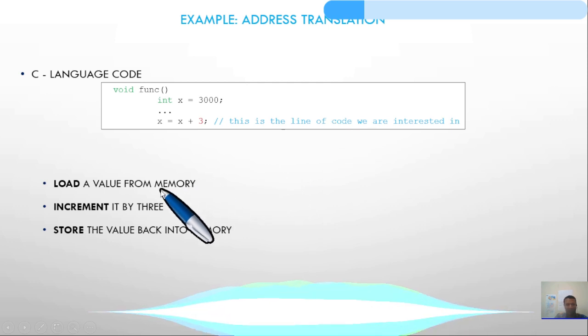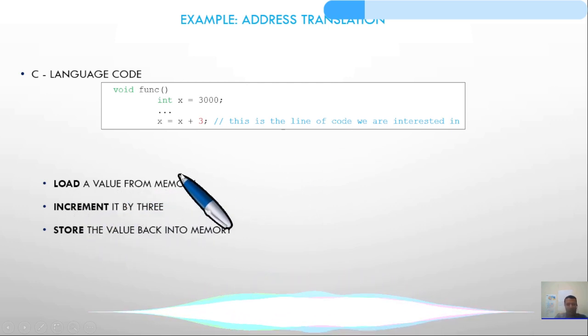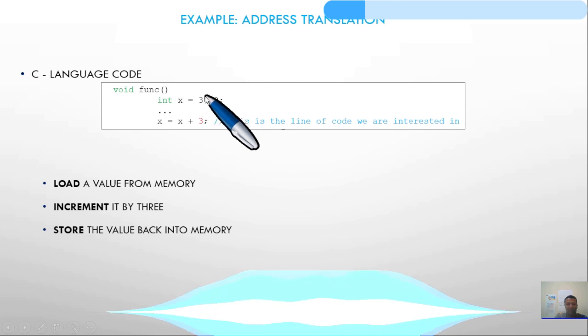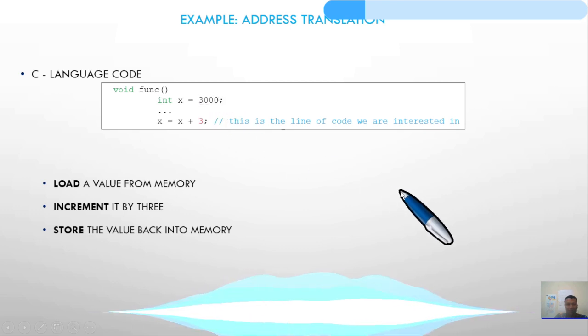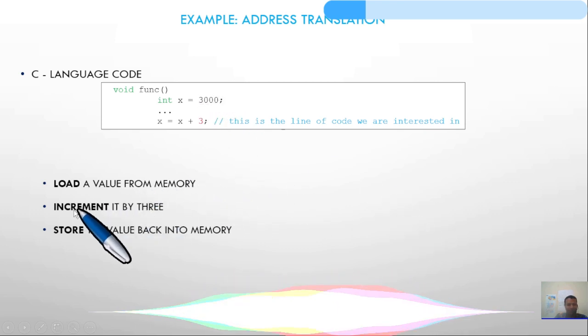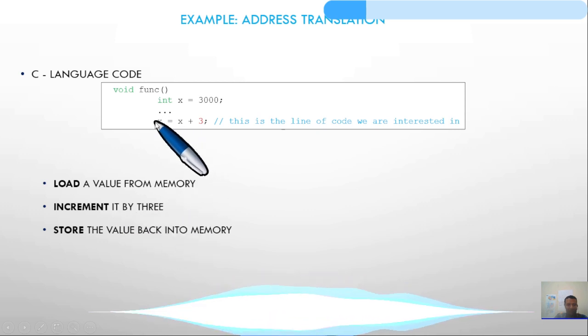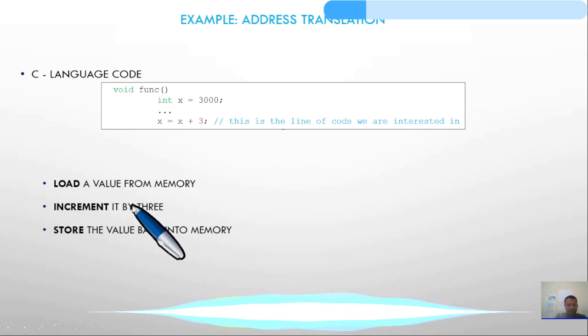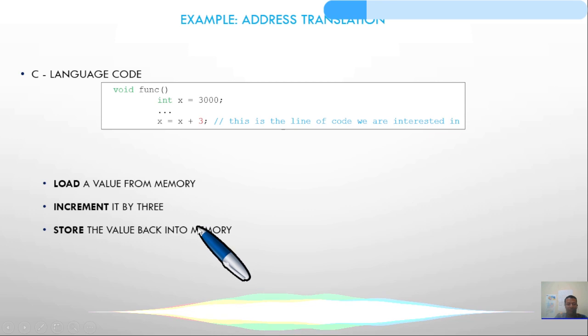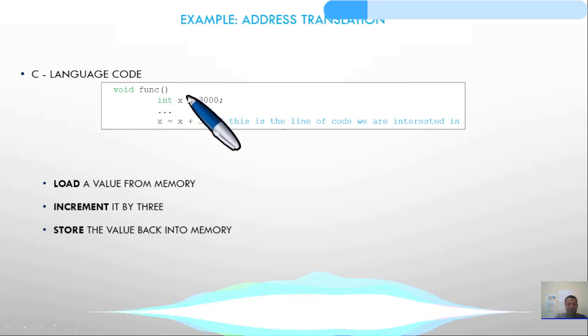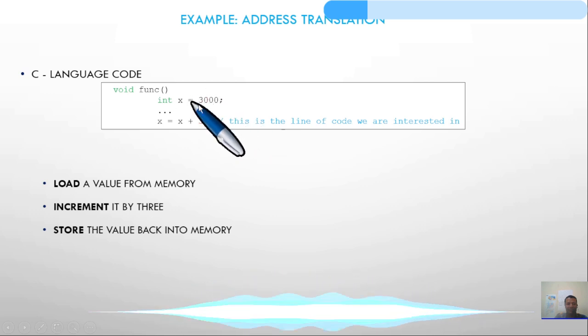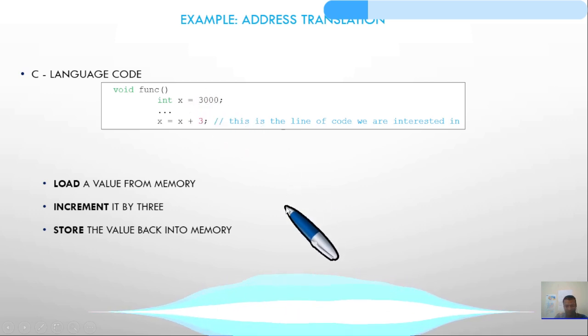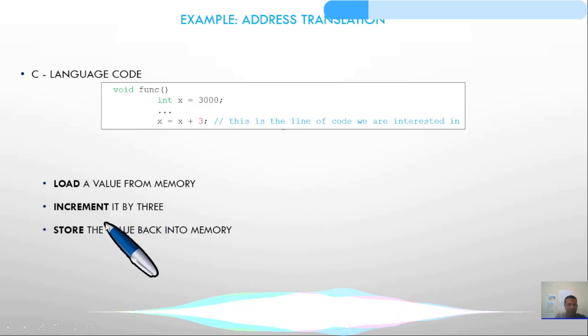First, it loads a value from memory, because int x = 3000 is in memory, so it should be loaded. Then it increments it by 3. As you can see, we have to add 3. Then it stores the value back in memory, at the memory address of this value in the address space. So we have load, increment, and store.